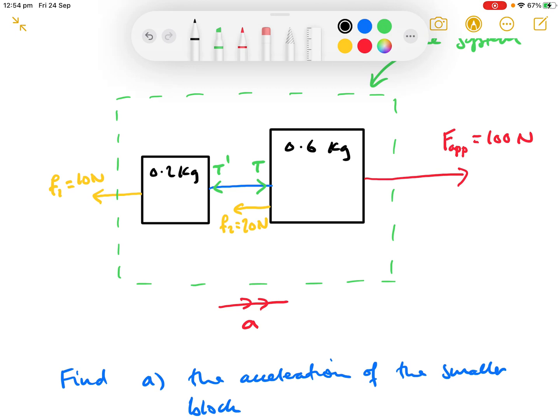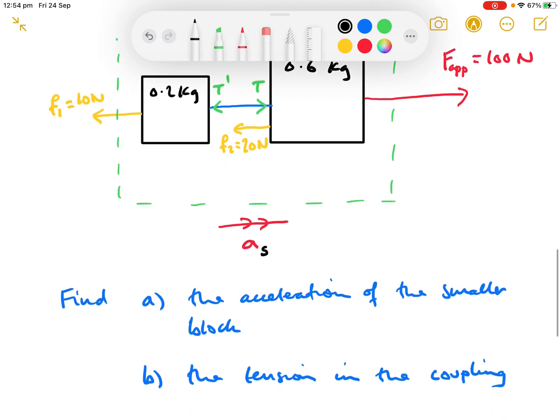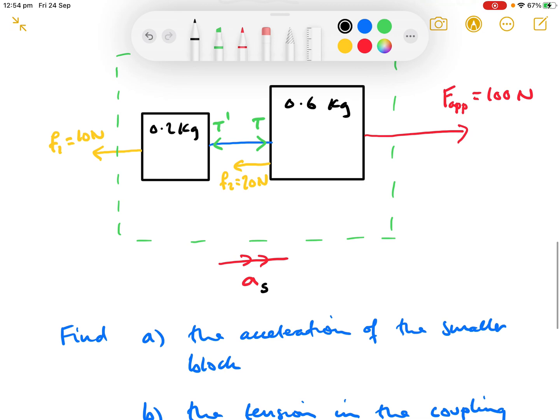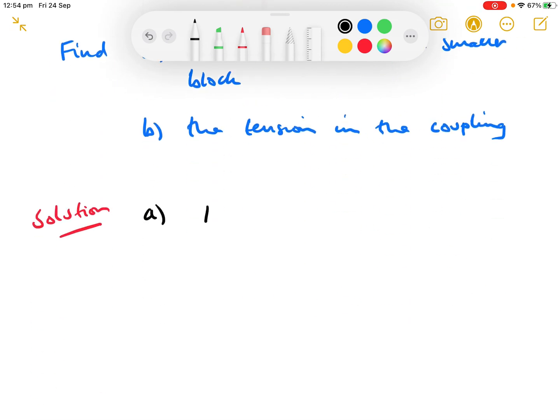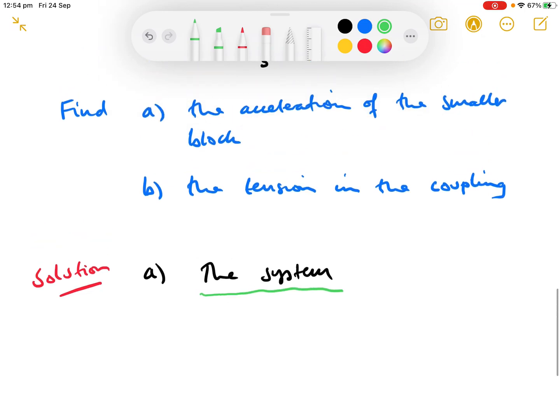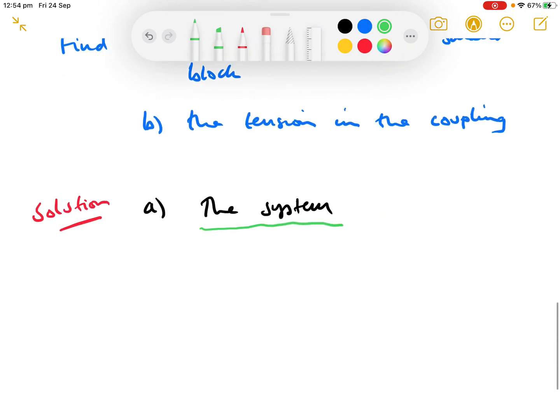So if we can get the acceleration of the system, and I'm going to put a little s in now to A there to show it's the acceleration of the system, then we've got the acceleration of each of the individual blocks. So if you're ever asked for the acceleration of one of the component blocks, just get the acceleration of the system and you've got it. So we're going to work with the system. So put a little subheading, system, and that just lets the marker know you're dealing with the whole system.